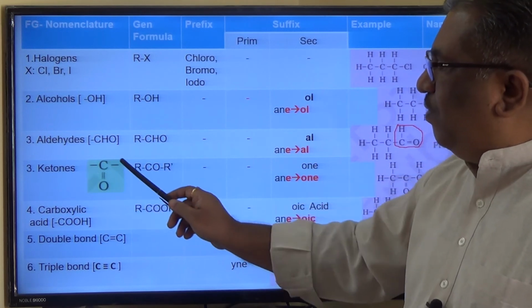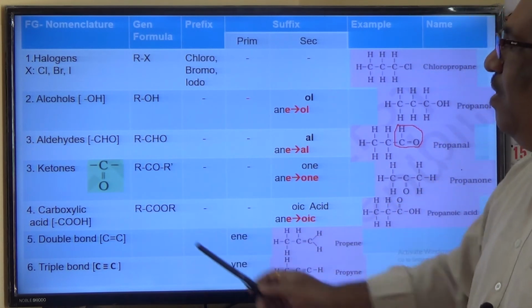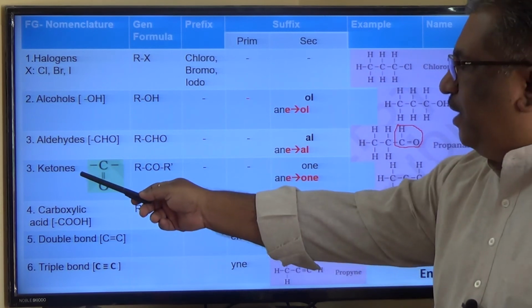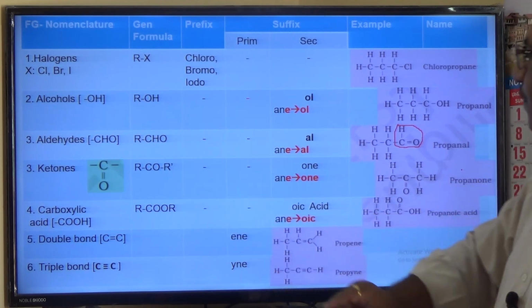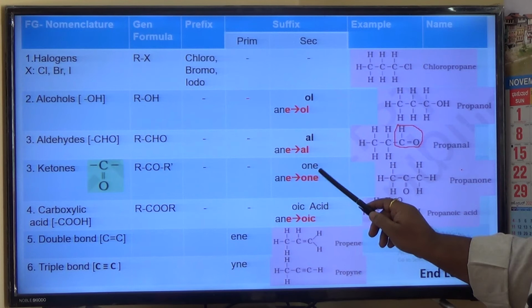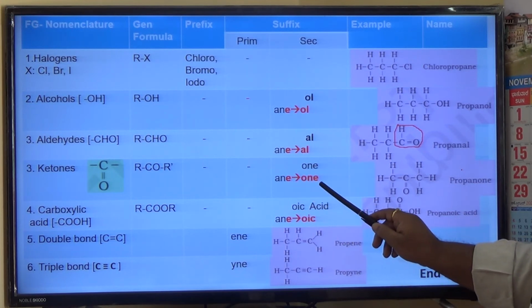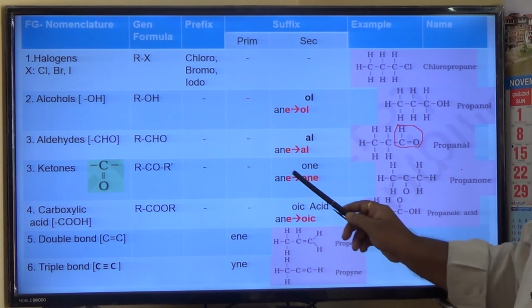One methyl we can attach here. So what will we read here? See, in this case, ketones, this is the functional group, with a general formula and secondary suffix "one". Thus the E of "ane" should be replaced with "one".